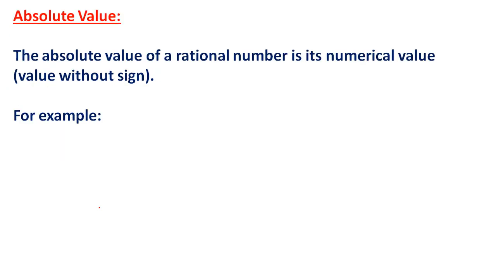Now we talk about absolute value. The absolute value of a rational number is its numerical value, that means value without sign. For example, if I ask you what is the absolute value of minus 5, then the absolute value of minus 5 is mod of minus 5, which means 5.